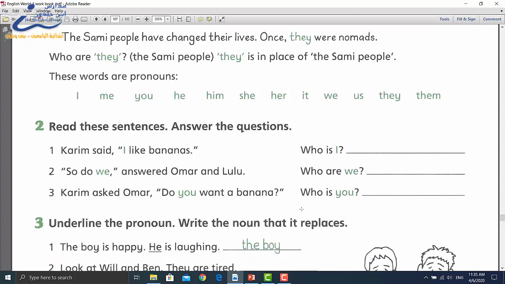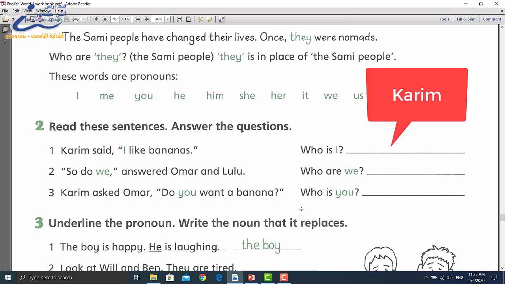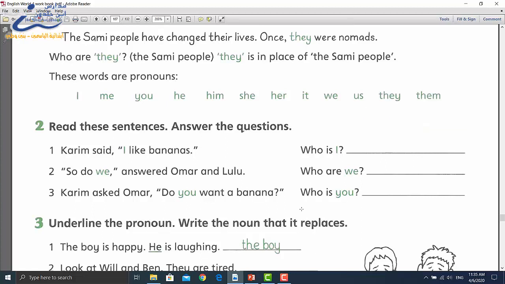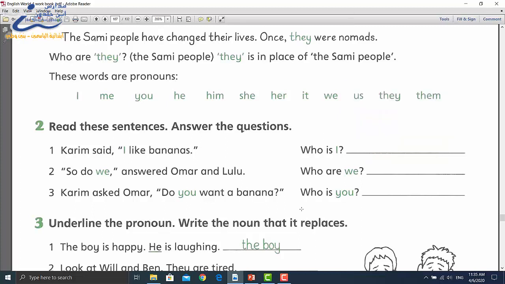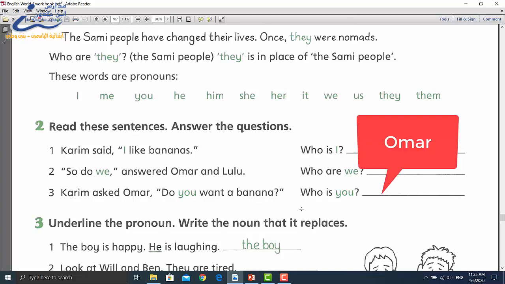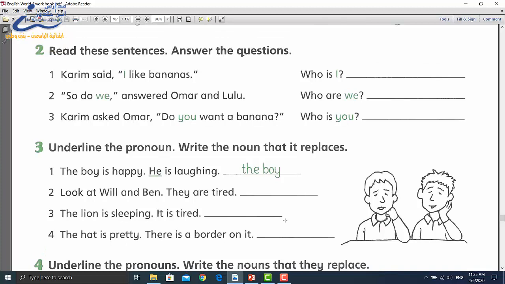Exercise number 2. Karim said, I like bananas. Who is I? Very good. Karim. So do we, answered Omar and Lulu. Who are we? Excellent, Omar and Lulu. Karim asked Omar, do you want a banana? Who is you? Omar. Excellent.